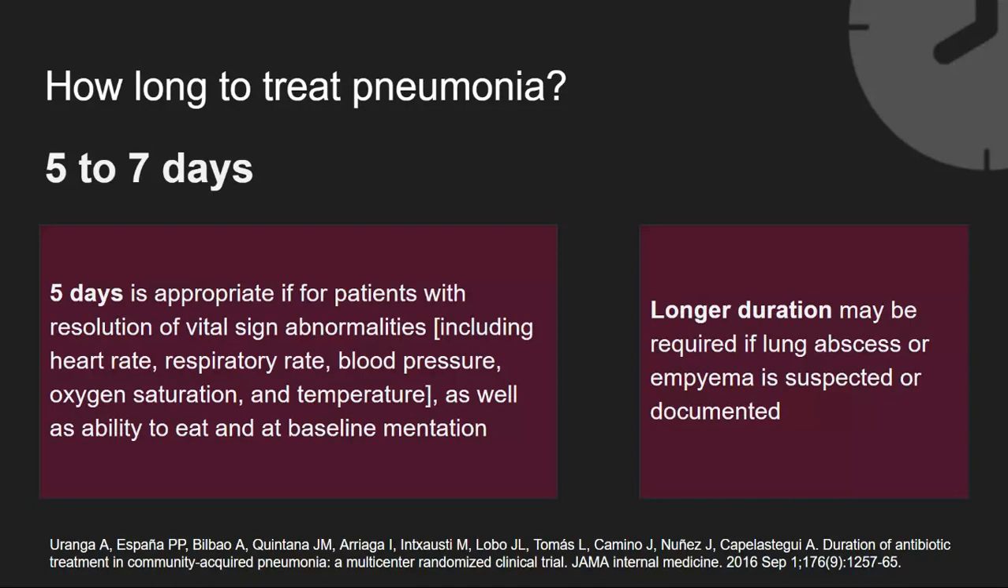In terms of how long to treat pneumonia, generally 5 to 7 days is considered reasonable. Guidelines really indicate that 5 days is appropriate for patients who have shown a resolution of their vital sign abnormalities, including their heart rate, respiratory rate, blood pressure, oxygen saturation, and temperature, as well as their ability to eat, and they're back at their baseline mentation. A longer duration may be required if the patient has a lung abscess or an empyema.